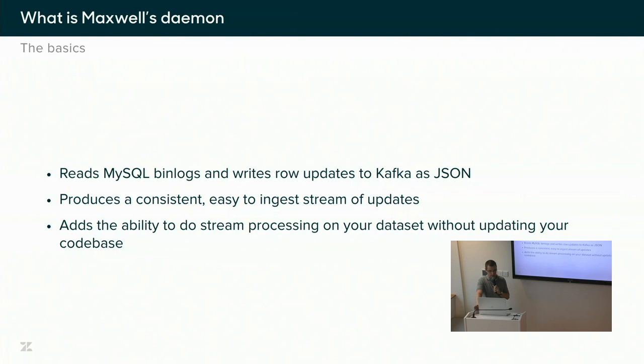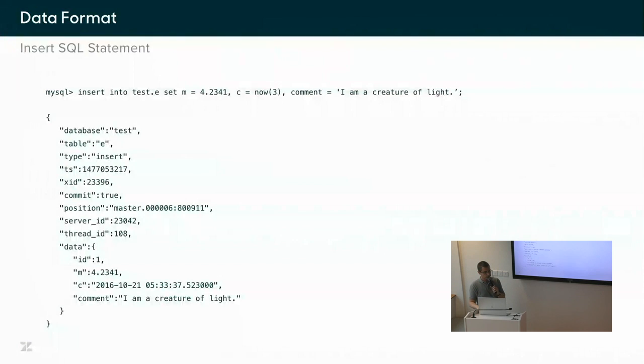And with this, it basically adds the ability to add streaming processing to your dataset without changing anything in your code base. This is a sample of an insert SQL statement. Because it just replicates the bin log, all the updates end up in Kafka. So in this case, we have an insert into the database test table E, and you set the value M to 4.2, C2 now, comment, and a text. So this is the insert statement, and this is the data that is sent to Kafka.